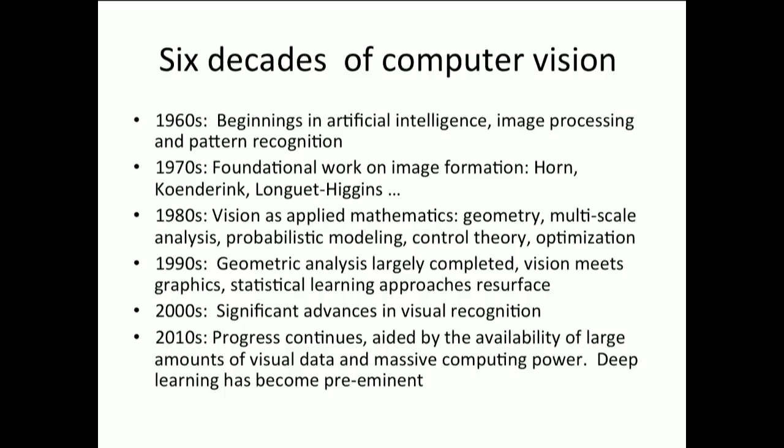In the 1970s you start to have the first work which is doing the basic math of image formation. The development of computer vision is also in parallel with the development of graphics. So Horn, Koenderink, Longuet-Higgins, some of their research we'll have occasion to see. In the 1980s is when vision became its own field, separated out from general AI, and it essentially became applied mathematics. So we drew on many different kinds of mathematics: geometry, multi-scale analysis, probability, control theory, optimization, etc. My own entry into computer vision is in that era. But remember, computing power is still quite small compared to today.